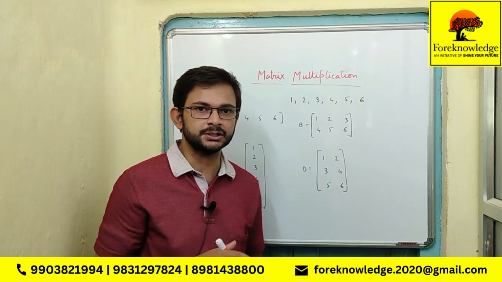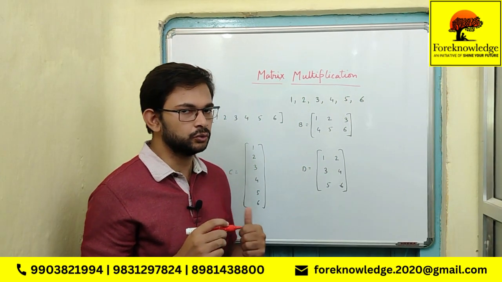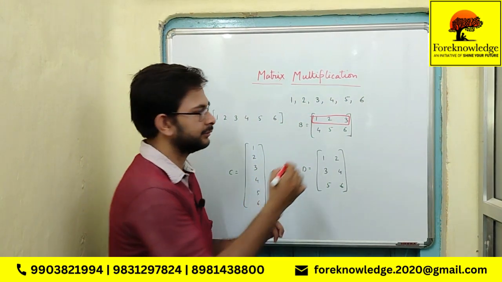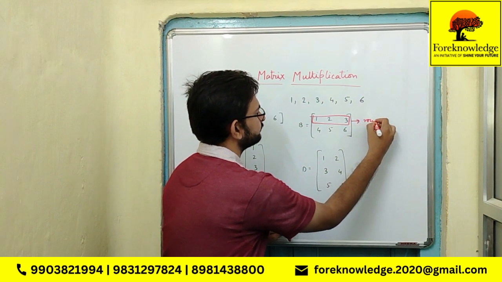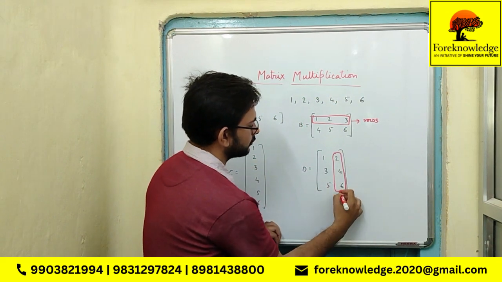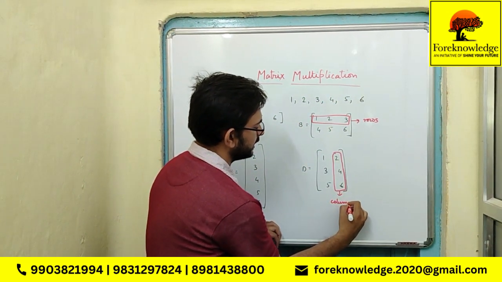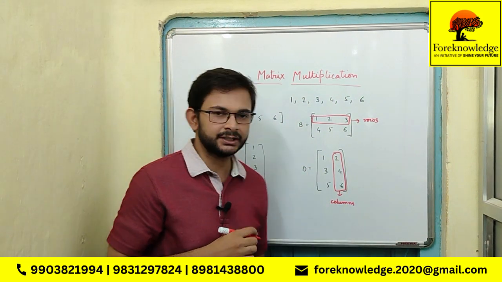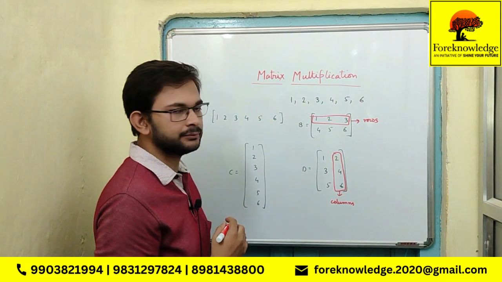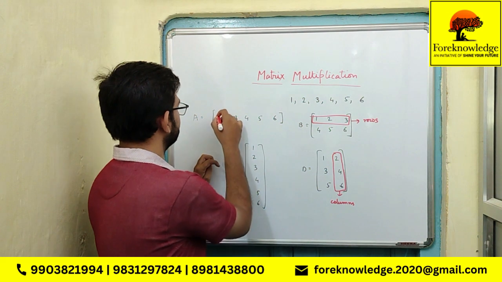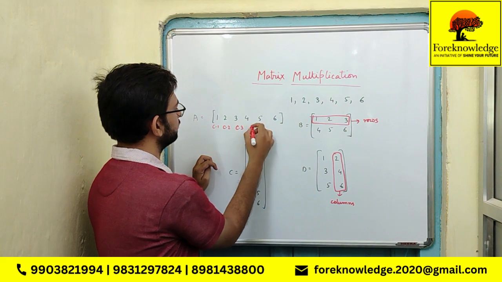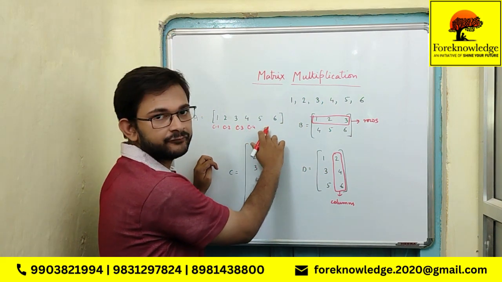Now I have mentioned two terms, rows and columns. The horizontal arrangement is called rows and the vertical arrangement is called columns. How many columns are here? There are 6 columns: column 1, column 2, column 3, column 4, column 5 and column 6.